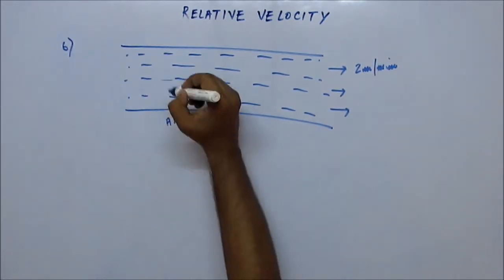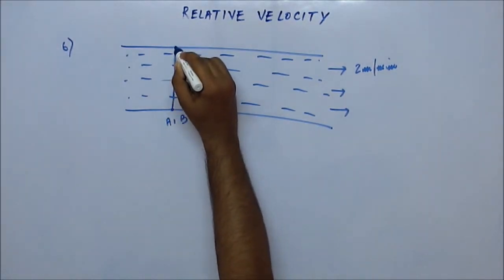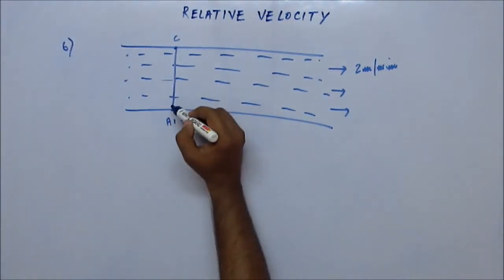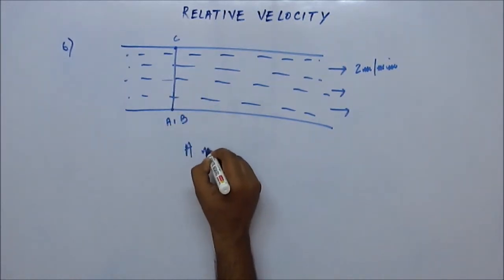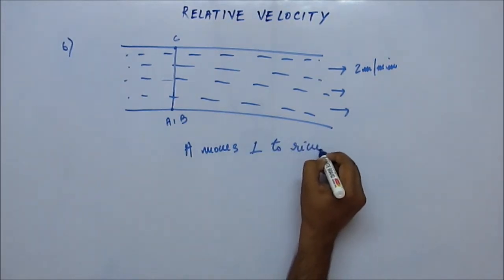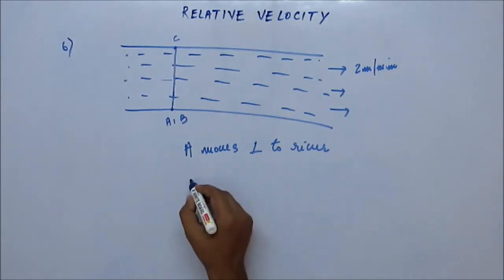A goes perpendicular, directly to the opposite side. Suppose this point is C. And B swims perpendicular. A moves perpendicular to the river and B swims perpendicular to the river.